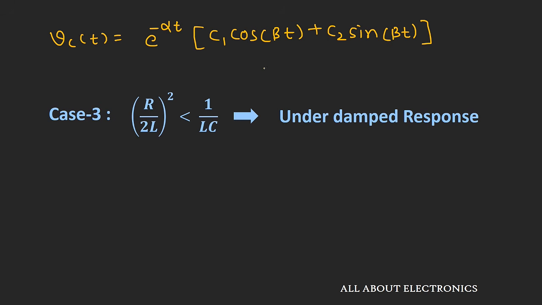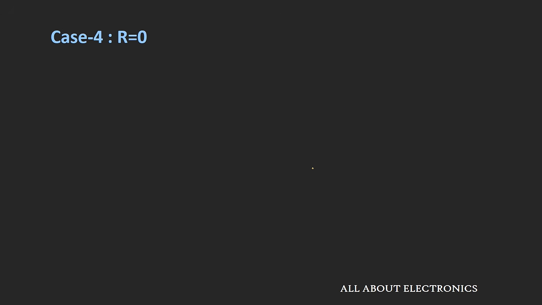So in this third case, where the value of (R/2L)² is less than 1/LC, the response of the circuit is known as the underdamped response. Now let us consider the fourth case.